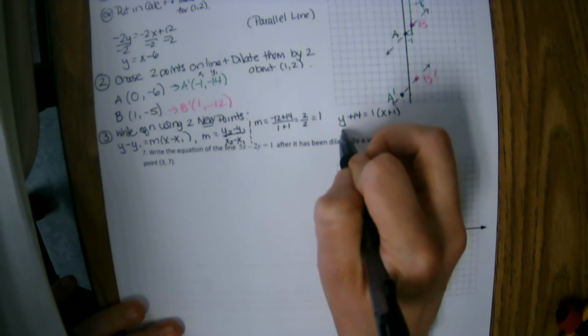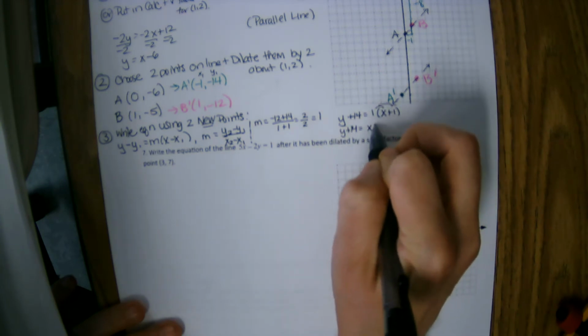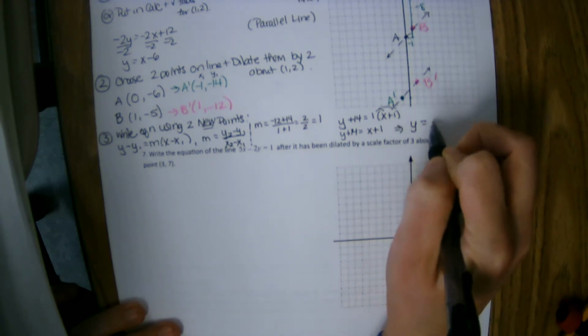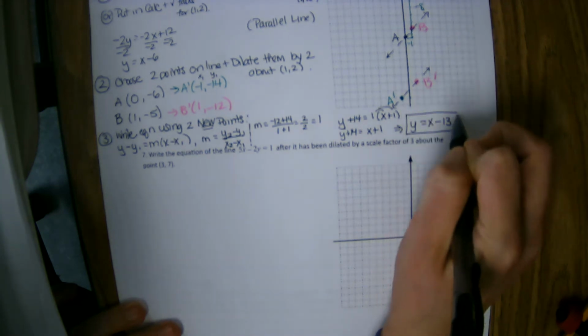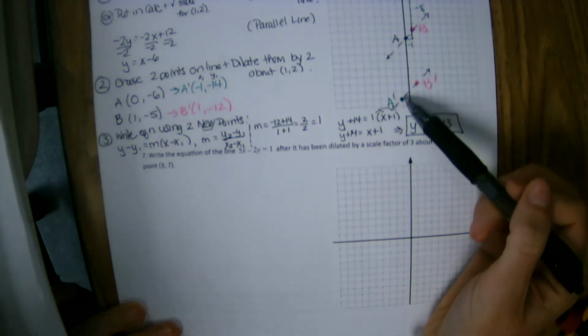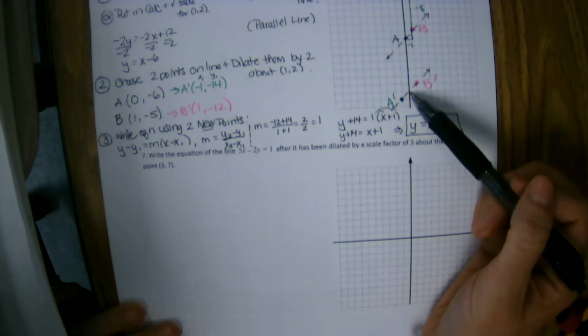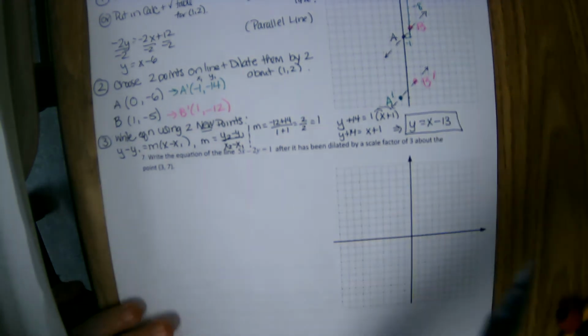And let's put it into slope-intercept form. So here, if I distribute 1 into here, it stays the same. And then if I subtract my 14 over, I would get x minus 13. So the equation of this line right here should be y equals x minus 13. And it looks like it hits right at negative 13 right here for the y-intercept. So that looks like it checks out graphically as well.